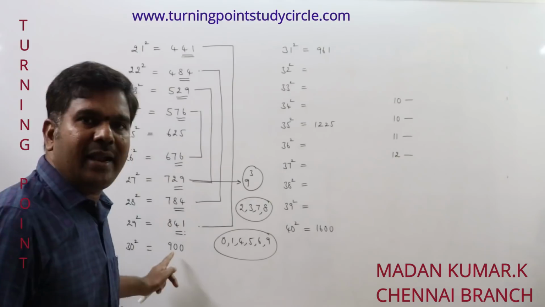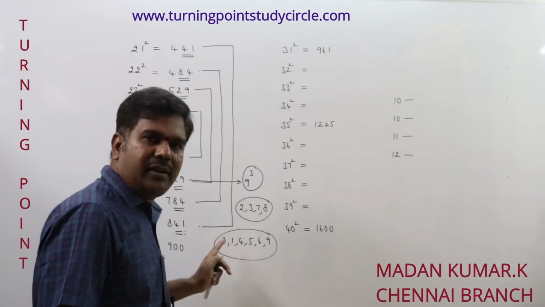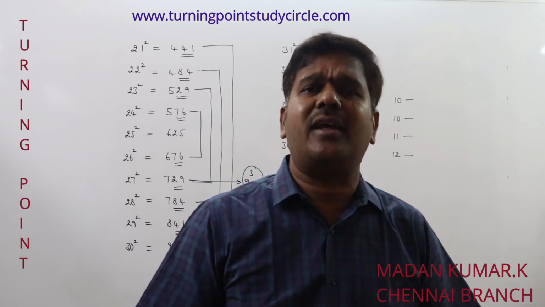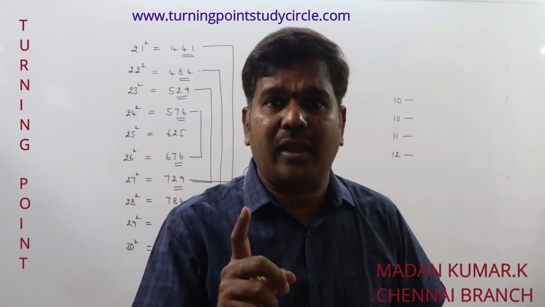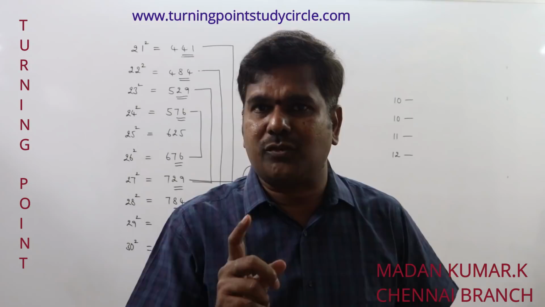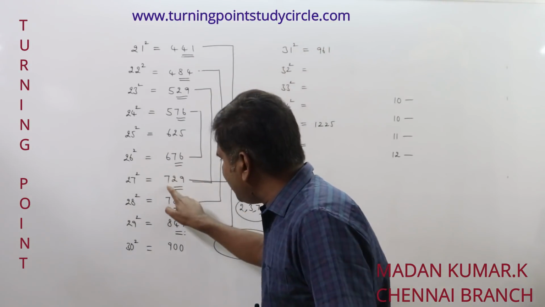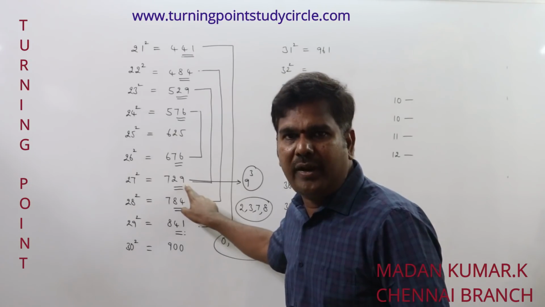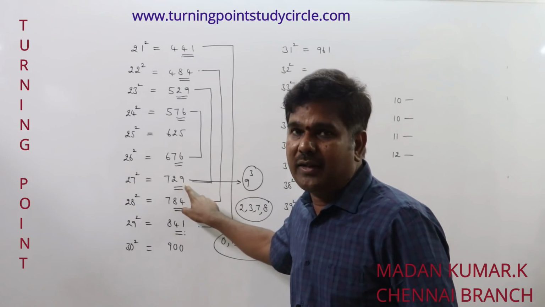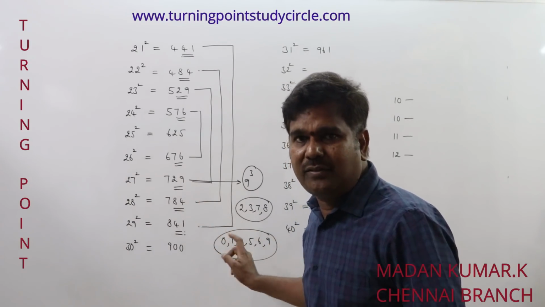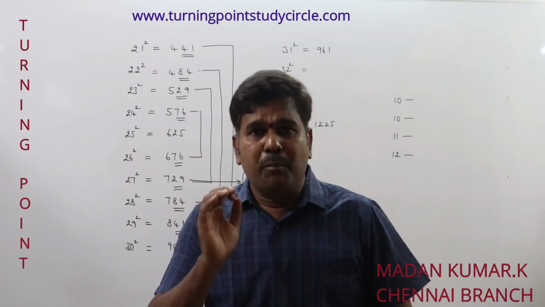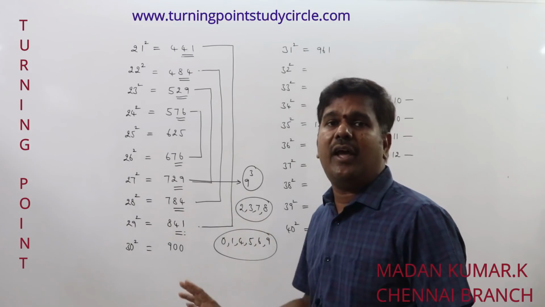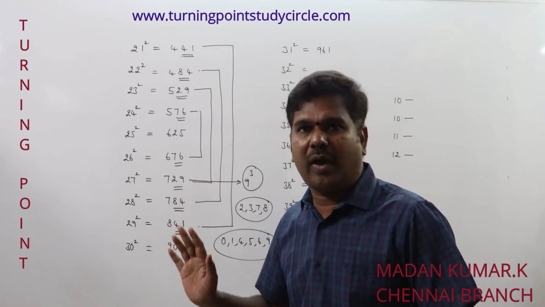30 square will be 900, right? Always keep in mind the numbers ending with 0, 1, 4, 5, 6, 9 may have a perfect square, not must, may have a perfect square. Why? Because 729 ending with a 9 is a perfect square. 749, though ending with a 9, is not a perfect square. That is the reason the numbers ending with a 0, 1, 4, 5, 6, 9 may have a perfect square, but the numbers ending with a 2, 3, 7, 8 will never have a perfect square.